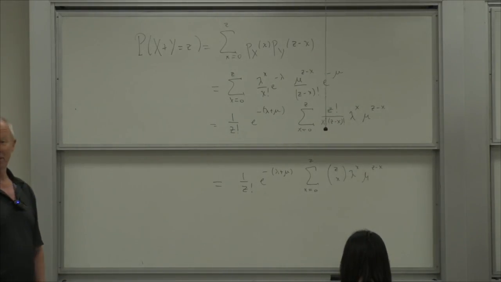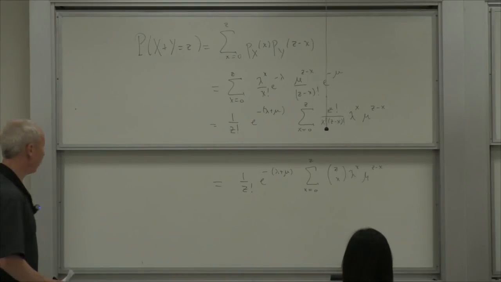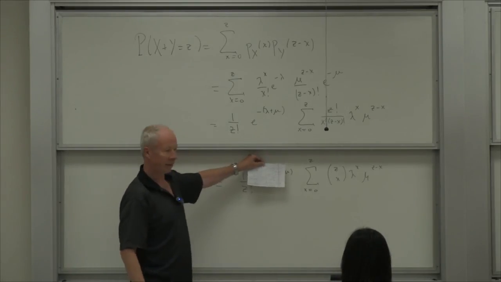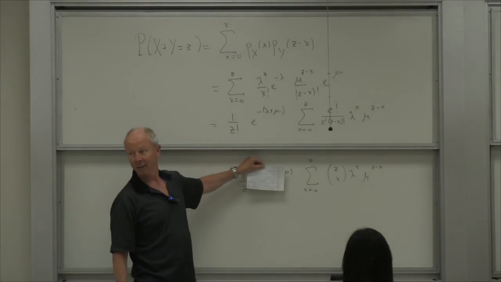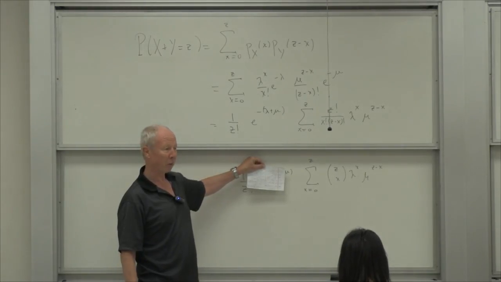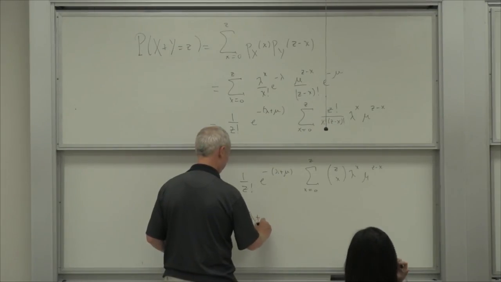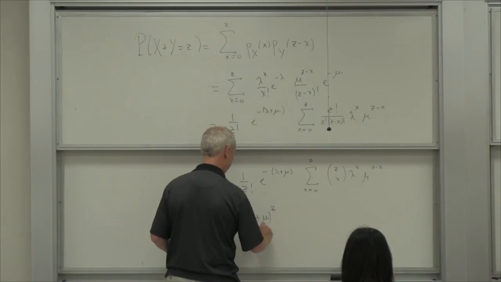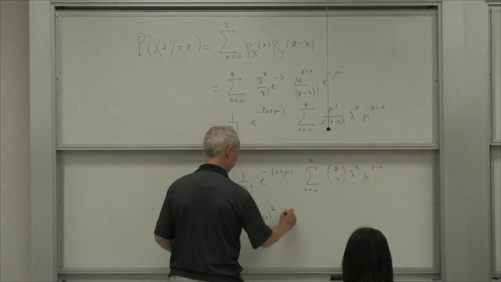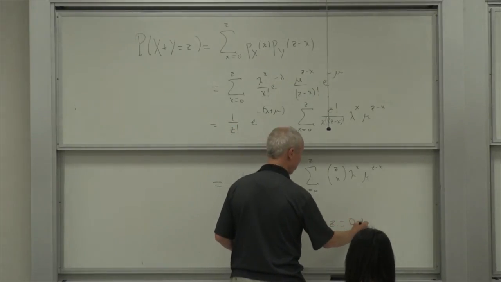Should we stop there? Could you recognize that? Maybe we have to simplify a little bit. What is this sum? Yeah, that's lambda plus mu to the z power. What theorem are you quoting? The binomial theorem. By the binomial theorem, this is lambda plus mu to the z. And this is good for z equal to what? 0, 1, 2.